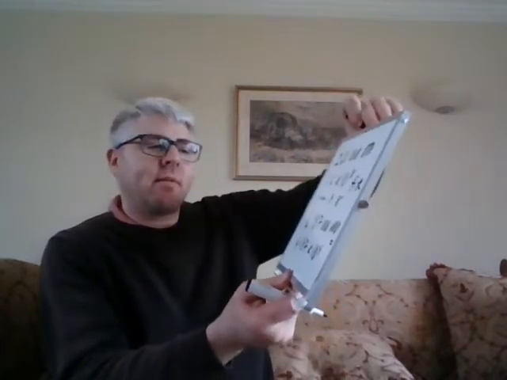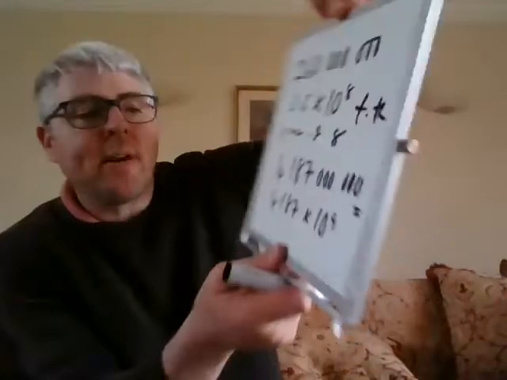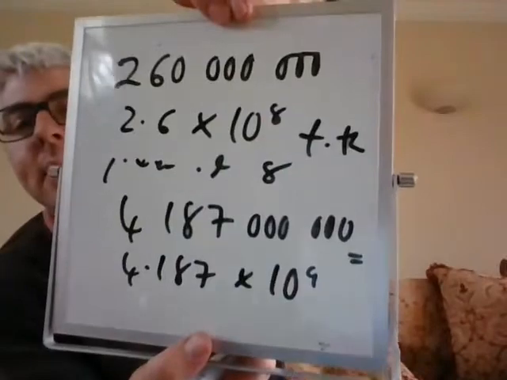Lovely, thank you. And if I just do this one here, this one here is 4,187 million, something like that. It's a big number. And it's 4.187 times 10 to the power of 9. Just wanted to show you that. Yeah, these are big numbers here, big figures. Thank you for that.